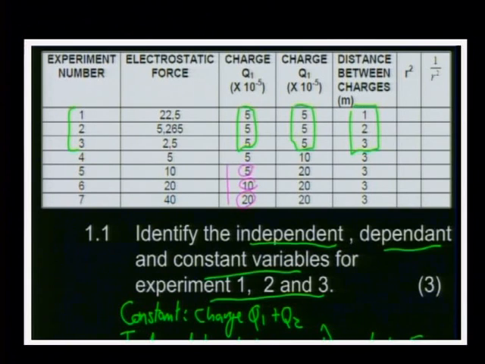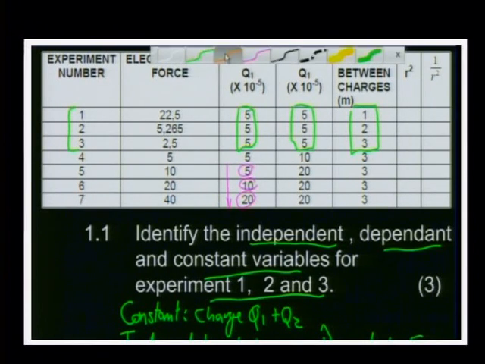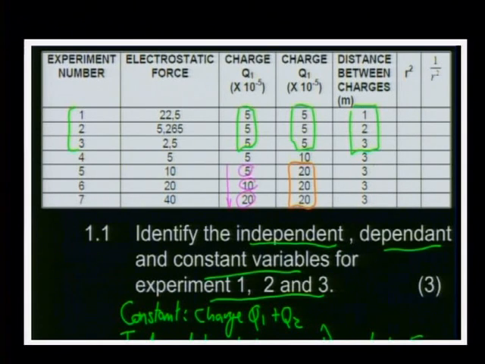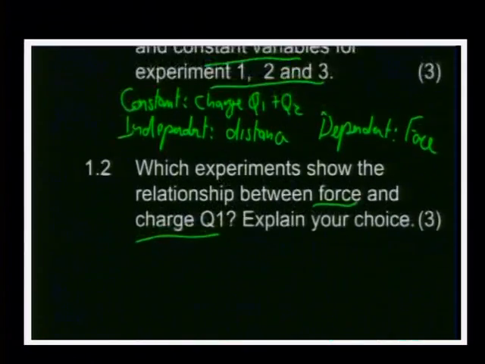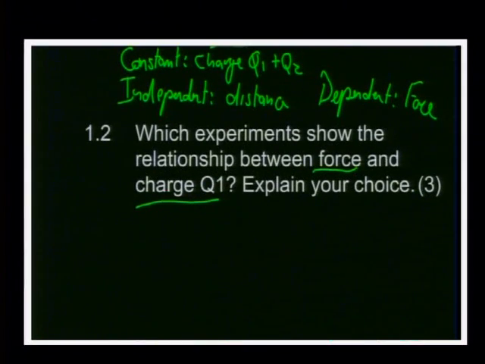Q1 has changed. It has increased. I hope you can see that. So there's a change in Q1, but look, what's being kept the same? Q2 is kept the same, and the distance is kept the same. So if we identify that, we must say that experiments 5, 6, and 7 are the ones that are going to be showing you the relationship between force and charge.